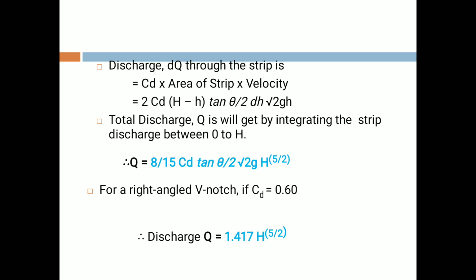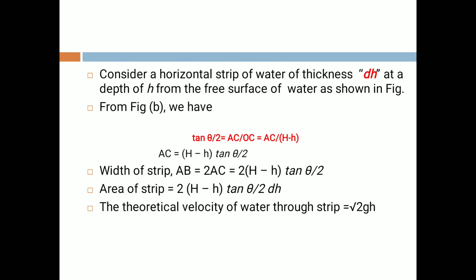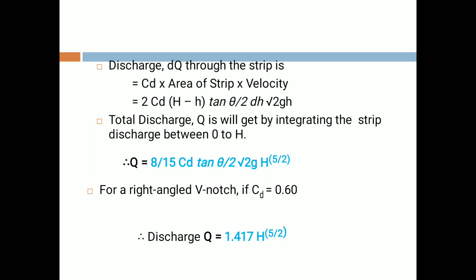So to obtain the equation for the total discharge Q, we integrate the above equation with the limits 0 to H, and finally we get Q is equal to 8 by 15 Cd into tan theta by 2 under root 2g into H to the power 5 by 2. By using this equation we can calculate the discharge over a triangular notch or weir. If the value of Cd is given as 0.6, then for a right angle V notch the discharge Q is calculated by the formula Q is equal to 1.417 H to the power 5 by 2.